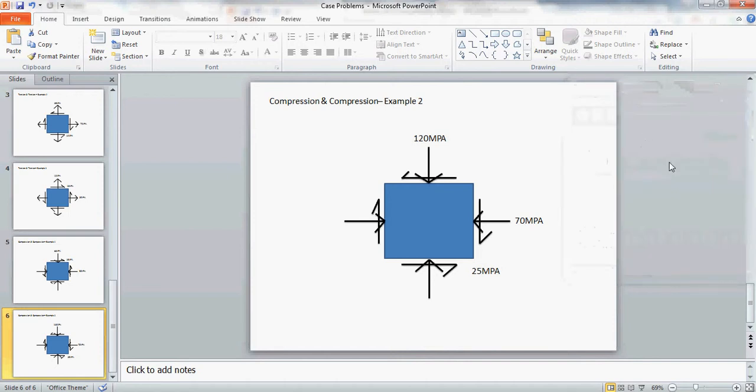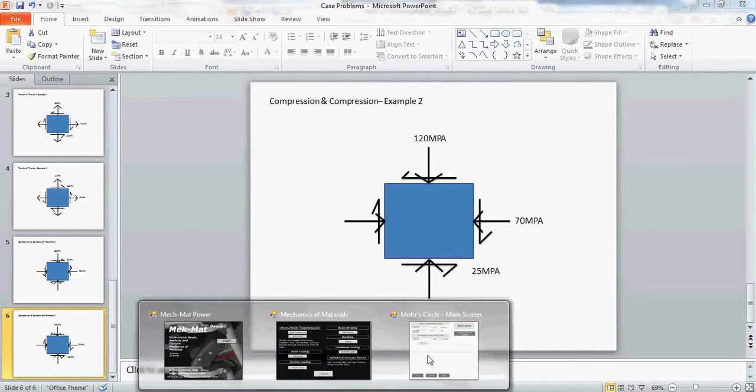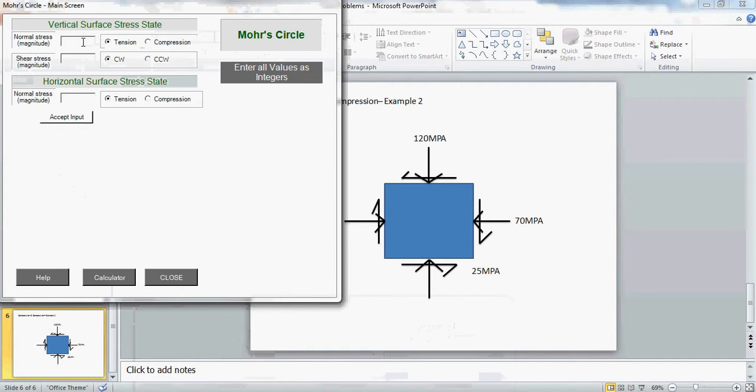Hello, this is Mohr's circle example problem, compression and compression number 2. You can see here, both of these surfaces are in compression. On this vertical surface, you have 70 megapascals compression, and your shear is 25, pulling in the clockwise direction.